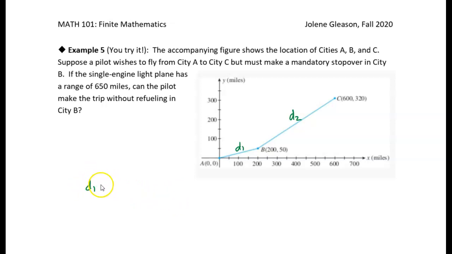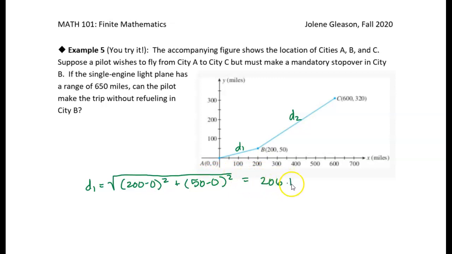So D1 is just going to be the square root of the difference in the x values, so 200 minus 0, quantity squared, and then the difference in the y values, so 50 minus 0, quantity squared. We make that computation and we get 206.16 miles. So that gets him to city B.